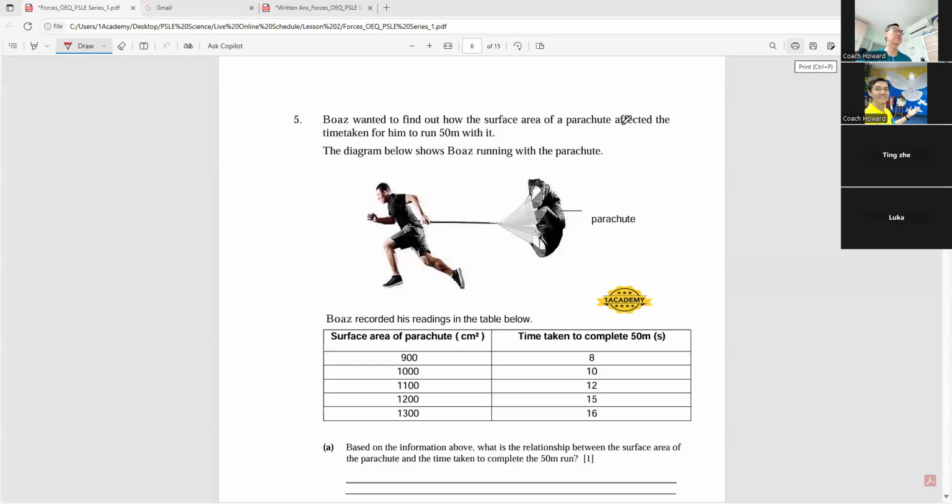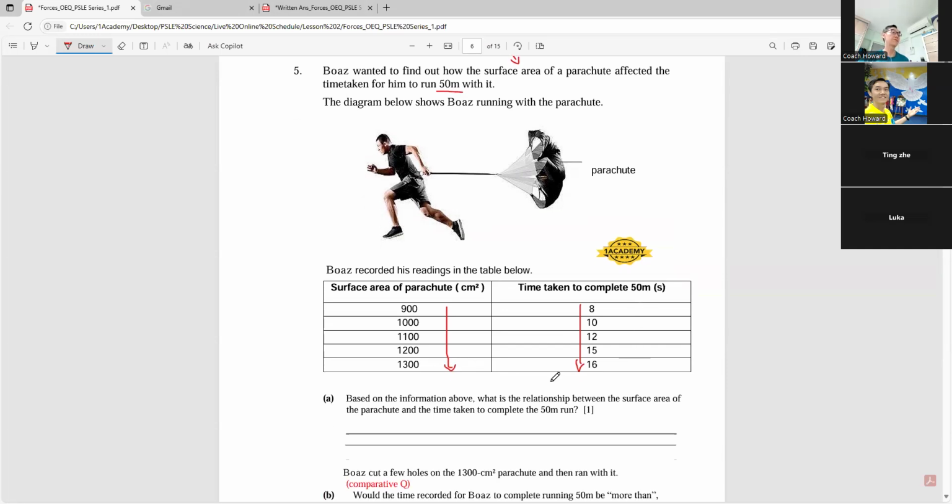Okay, let's see the next question. So this is the result of this experiment to find out how the surface area of a parachute affects the time taken to run 50 meters. So the time to complete, you can see as the surface area of parachute increases, the time taken to complete 50 meters also increases.